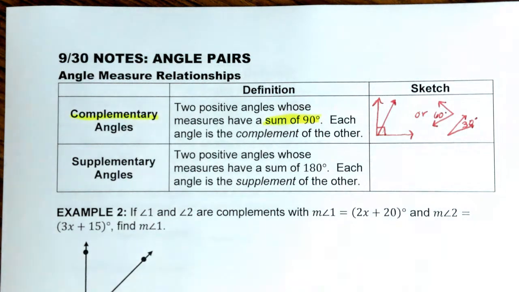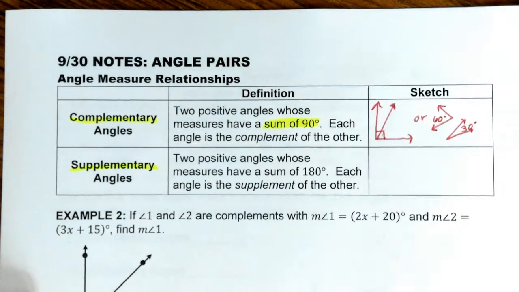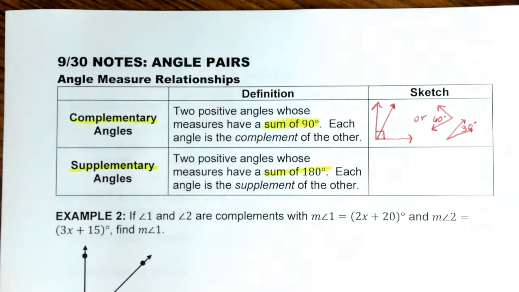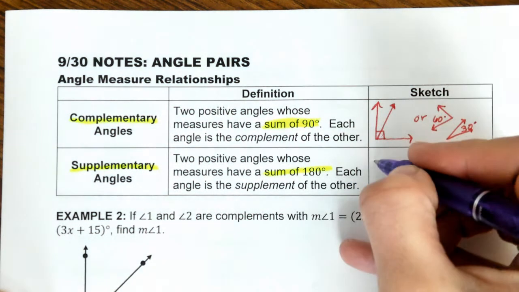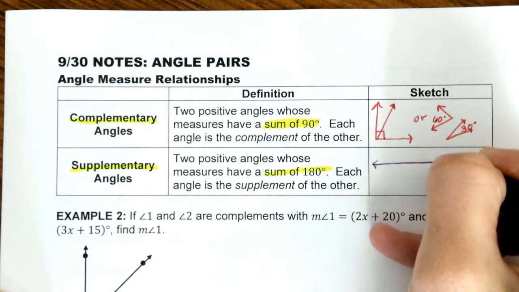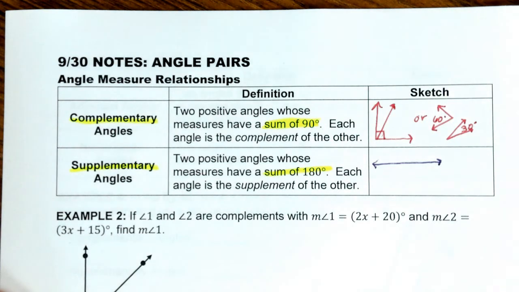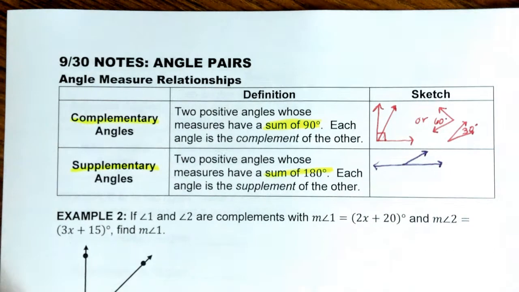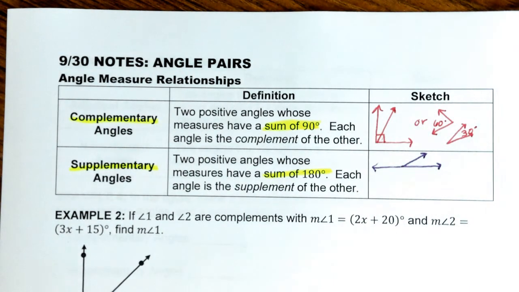Then you have your supplementary angles. Supplementary angles are two angles that have a sum of 180 degrees. They supplement each other. These are the magic numbers you need, 90 and 180. Again, we could have an angle drawn where we know this is a straight angle, 180 degrees, and we just have another ray coming up. I don't have to give any measurements. I know they're supplementary because they add up to 180.